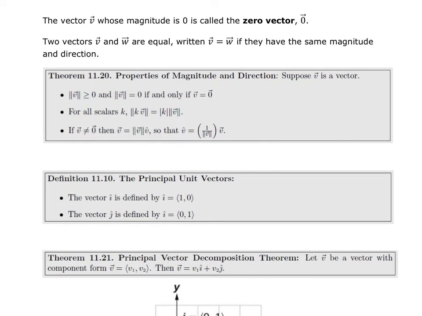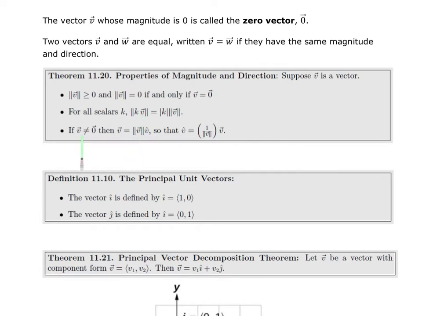Some properties that we get with magnitude and direction: my magnitude has to be greater than or equal to 0, because remember, r squared is equal to, or in this case, the magnitude of v is equal to the square root of my a component squared plus my b component squared, which means I'm going to have at least 0 every time. If it equals 0, then I must have the 0 vector. And if I have this scalar, and I'm going to talk about what a scalar is in a minute, but if I have this scalar, k, then I can take the absolute value of my scalar k and multiply it by my magnitude, or I can multiply it by my vector first, and then find the magnitude of that resulting vector.